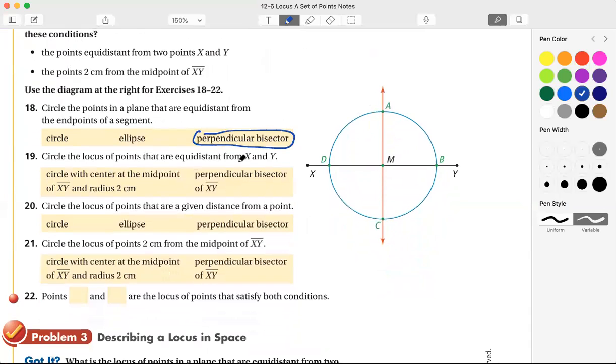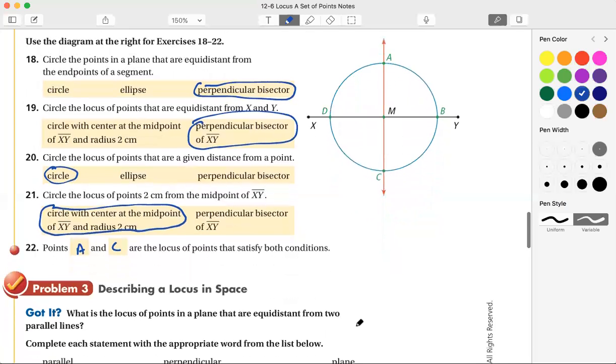Circle the locus of points that are equidistant from X and Y. That is the perpendicular bisector of XY. Circle the locus of points that are a given distance from a point. That's a circle. Circle the locus of points 2 centimeters from the midpoint of XY. It is a circle with the center at the midpoint of XY with a radius of 2. So points A and C are the locus of points that satisfy both conditions.